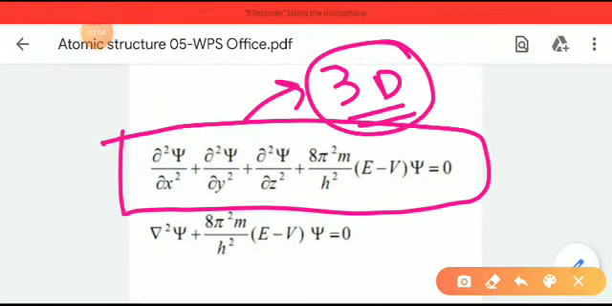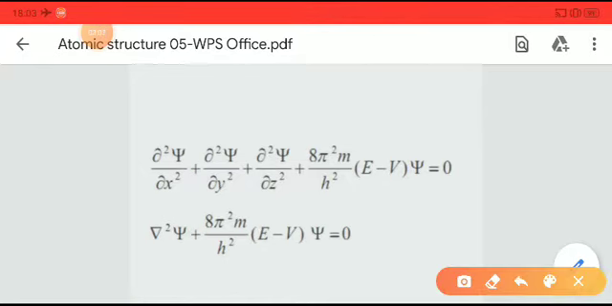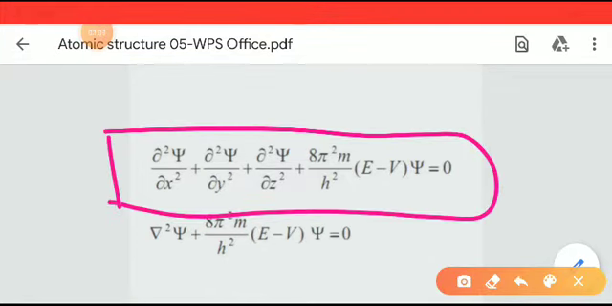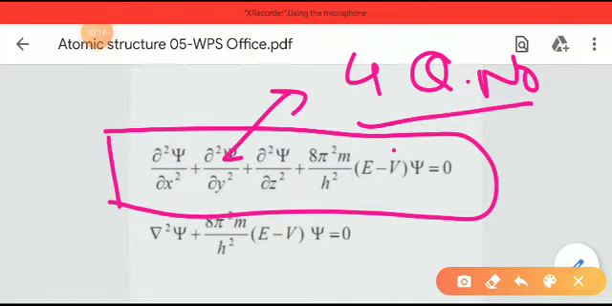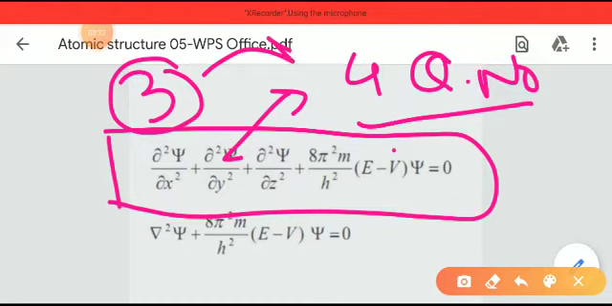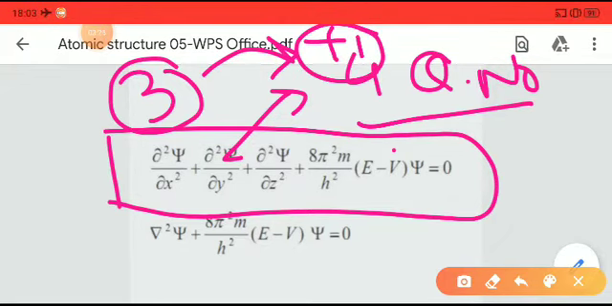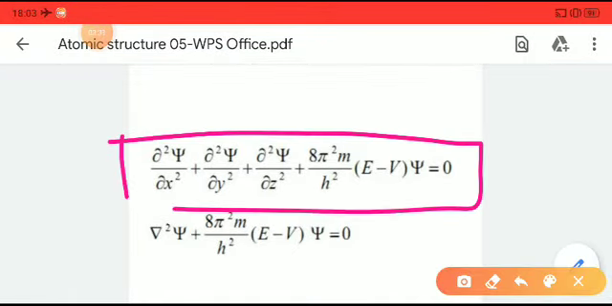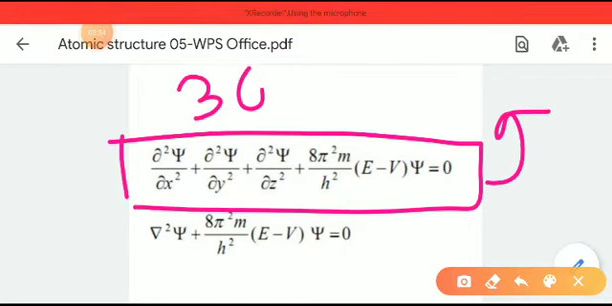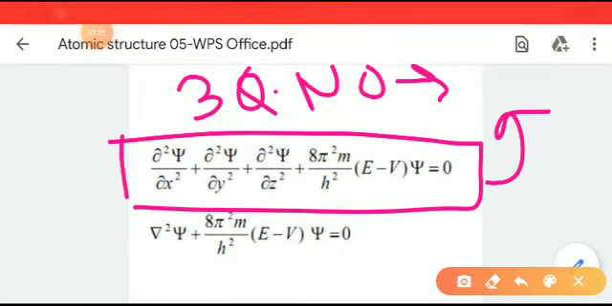While solving this equation, we get four quantum numbers. Actually, we get three quantum numbers and later on one more quantum number, that is called the spin quantum number. So after solving this, we get three quantum numbers, and later on we found another quantum number. So the total quantum numbers are 4.